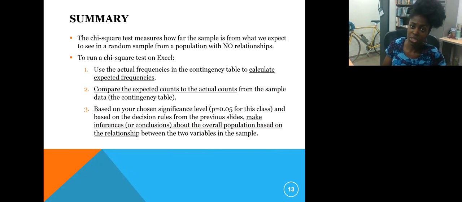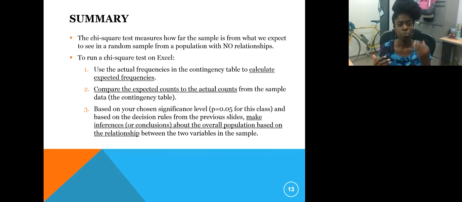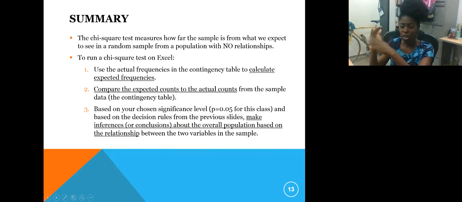The chi-square test measures how far the sample is from what we expect to see in a random sample from a population with no relationships. We did that by first understanding what our actual frequencies were. Then we calculated our expected frequencies based on proportions, what it should look like if there are no relationships. Then we compared the expected to the actual by doing the chi-square test.